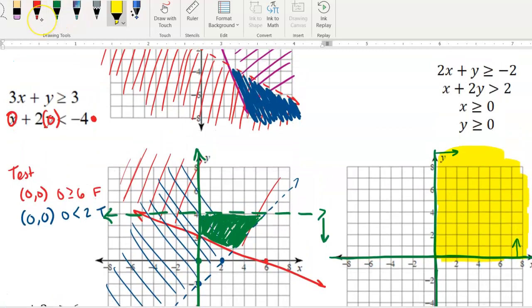So now let's graph the other two lines. Do this one in red. So my x-intercept, if I cover up the y, -2 divided by 2 would be -1. So my x-intercept's at -1. Find the y-intercept, cover up the x, and then I have just the statement y is -2, so we'd have a y-intercept of -2. So I would connect those with a solid line.